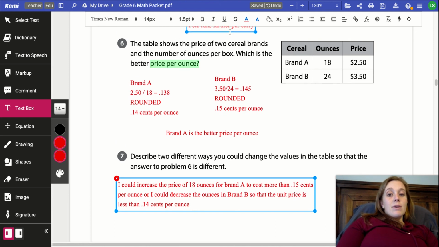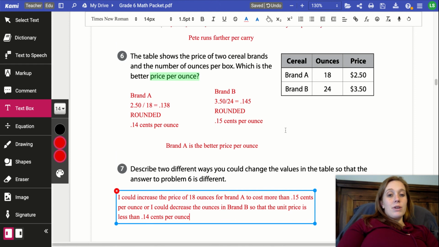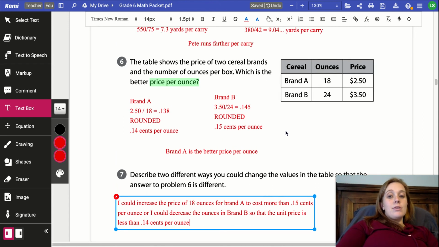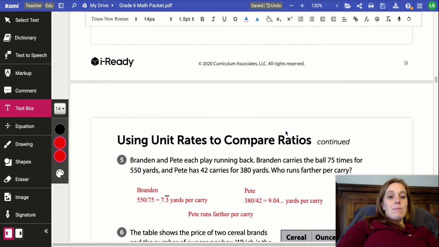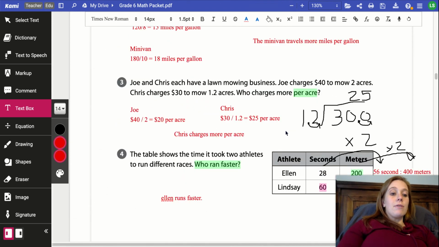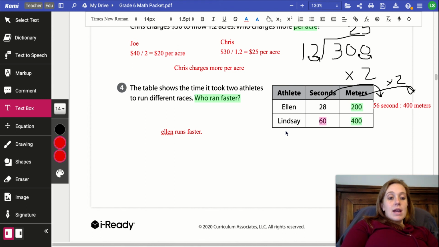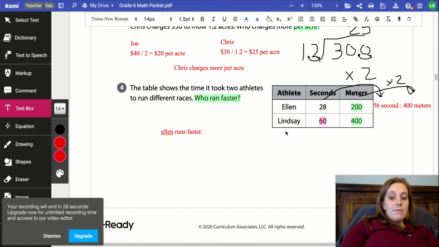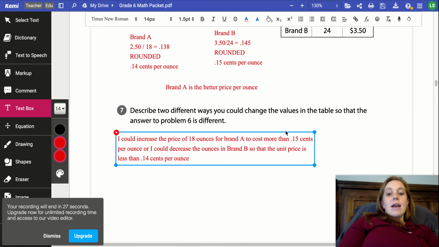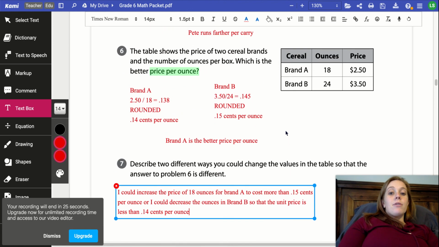The biggest takeaway for 6 is that this question, and also a question from page 9, were looking for the smaller unit rate. So in question 4 on page 9, I know this is a separate video, we were looking for the faster time for the correct answer. And then in the cereal question, we were looking for the smaller unit rate for the better price. So depending on the scenario, what unit rate you are looking for will change. Are you looking for the smaller unit rate or the larger unit rate?